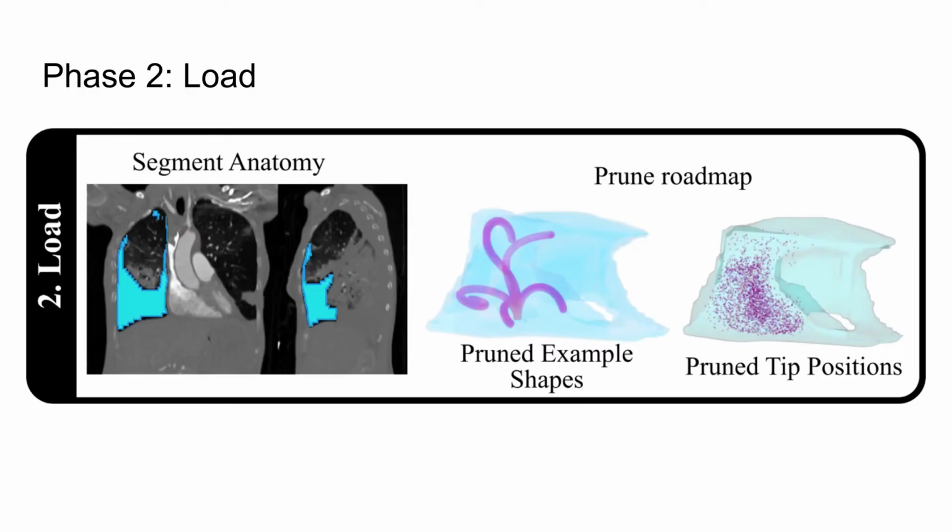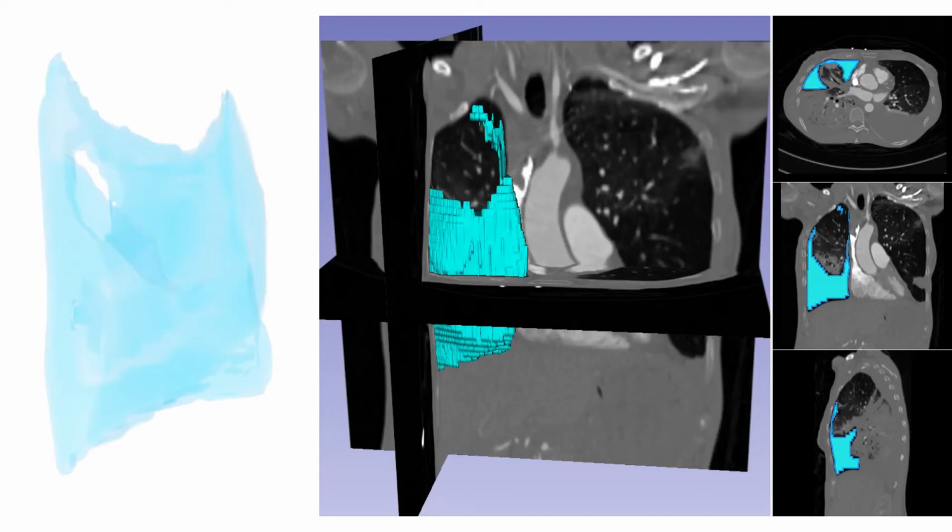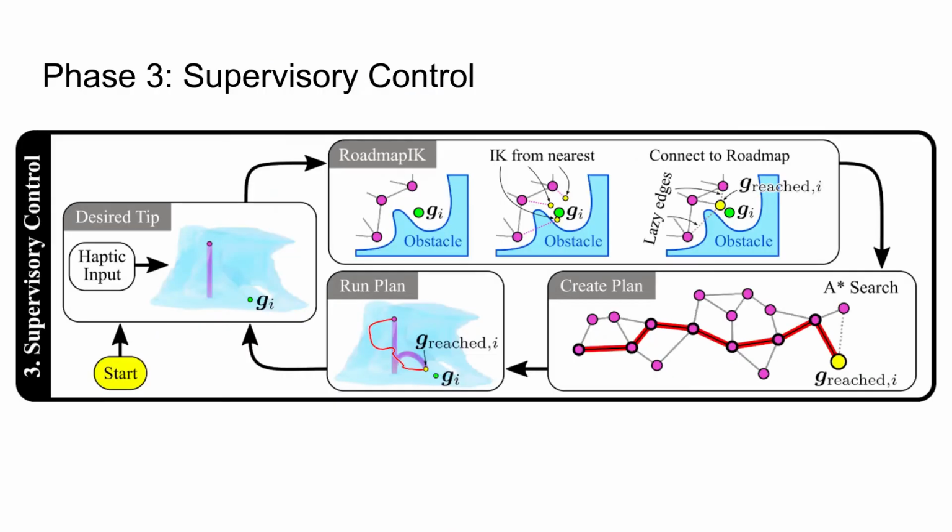In the load phase, we load the anatomical environment and precomputed roadmap and prune away in-collision vertices and edges. Anatomical regions that are segmented from 3D medical images, like this CT scan, are already represented as voxel sets. Loading and pruning our roadmap is very efficient, taking less than 1 second for our roadmap of 30,000 vertices and 570,000 edges. The last phase is supervisory control.